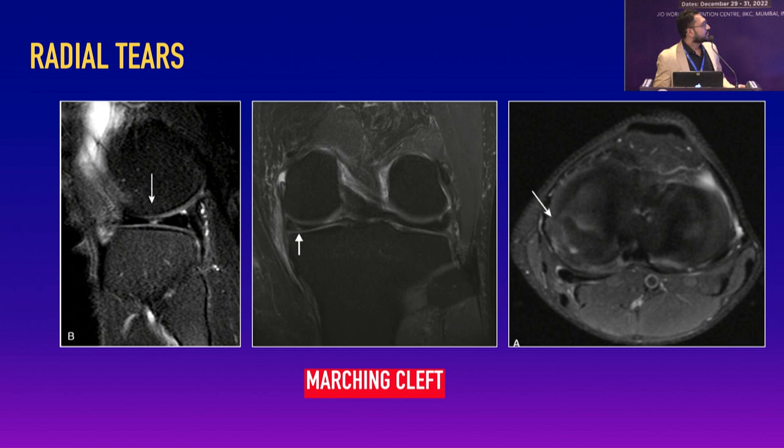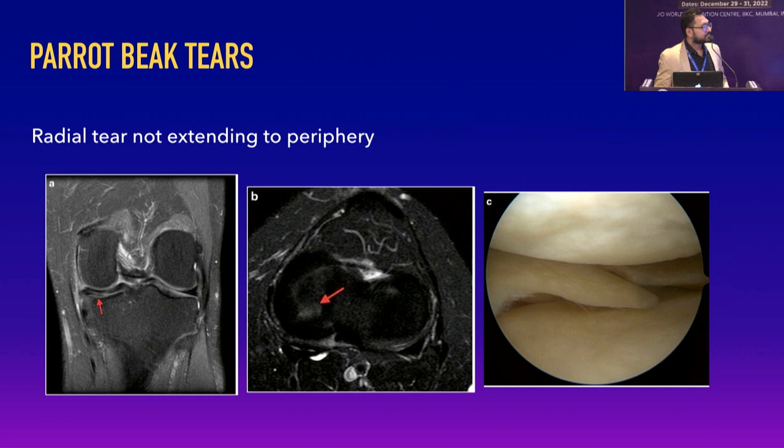Then comes the parrot beak tears. Parrot beak tears are nothing but radial tears which are not extending into the periphery. You can see this is just like a parrot beak.